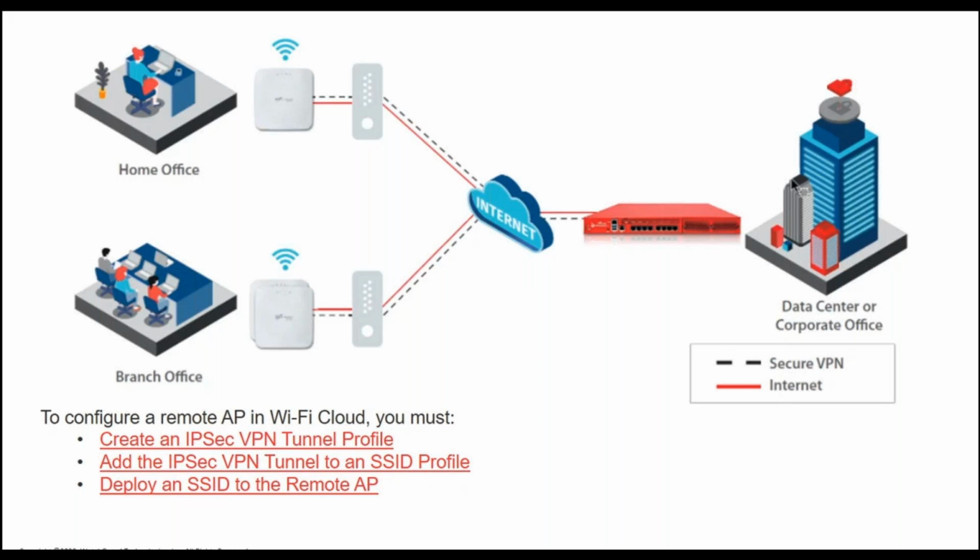When it comes to the steps, it's pretty straightforward. On the Wi-Fi Cloud dashboard, you need to create an IPsec VPN tunnel profile, which we're going to see in a few seconds. Then we add the IPsec VPN tunnel to the SSID profile that we already have, or you can create a new one, and then deploy the SSID to the remote access point. That's all on the access point side.